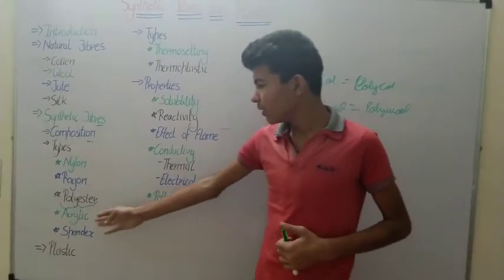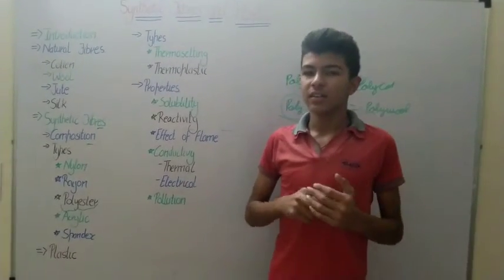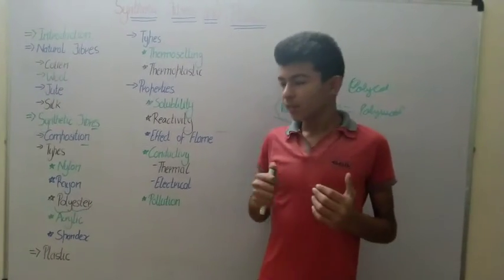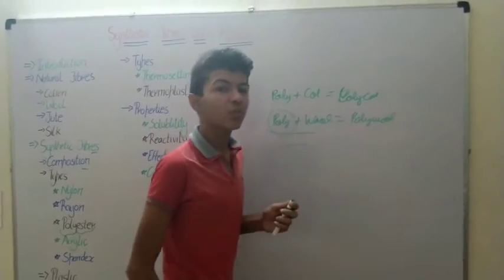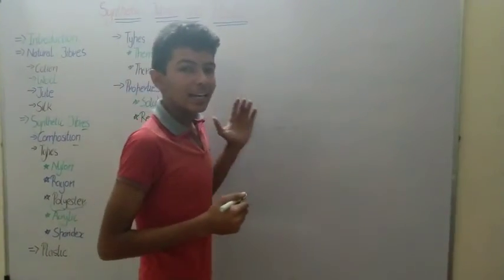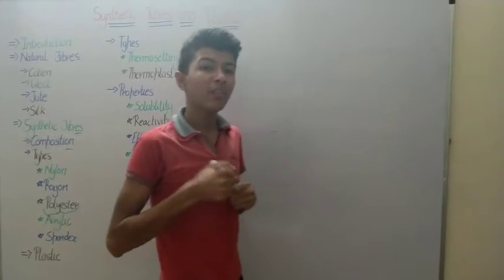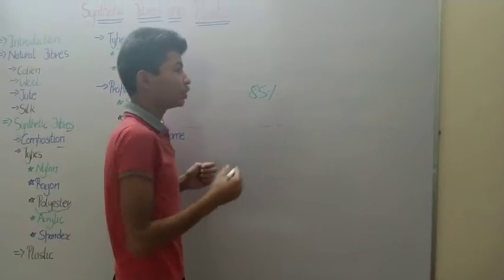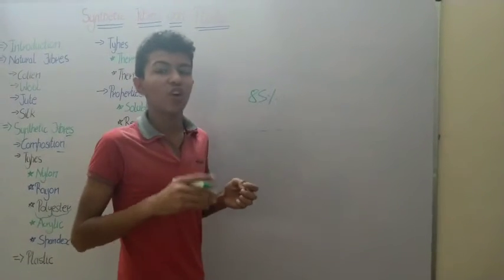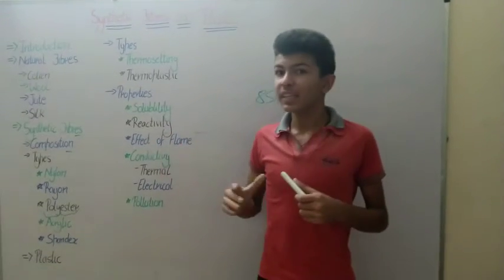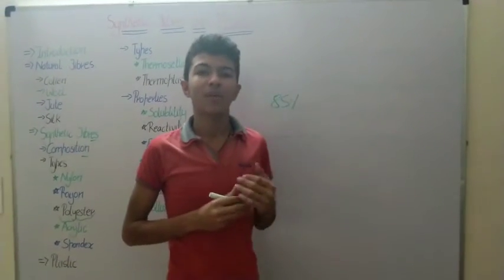So now let's move to the acrylic. Sorry, it's pronounced as acrylic. So acrylic is used in the winters, because it is made from the air. If anything has to be called acrylic, it should be made from 85% of the acrylonitrile. So this is mostly used in the winters.